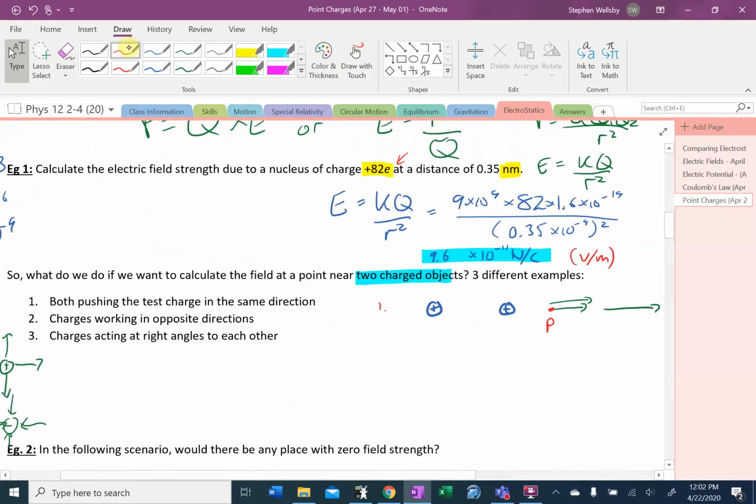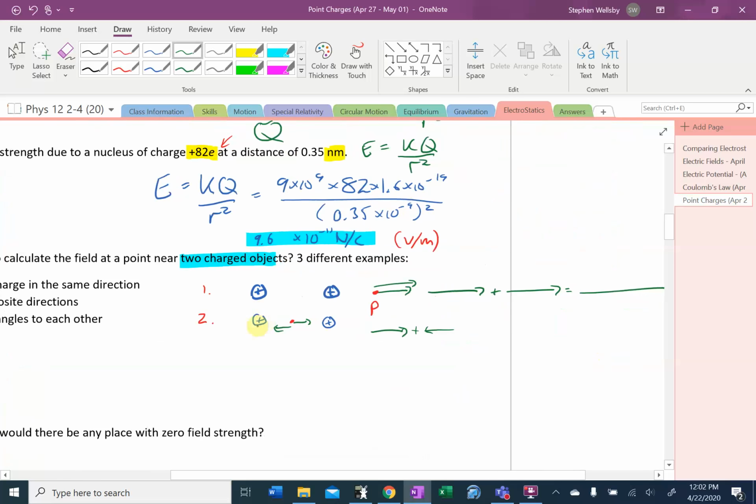What about if we look at example number 2 here, where we have 2 charges, but the fields are in the opposite direction? So if the point is right here, well then, from this charge on the left, the field's going to be to the right, and from the charge on the right, the field's going to be on the left. So if we're adding these 2 up, we're going to add this vector plus this vector. And in this case, I've drawn them to be the same distance, and we're assuming they're the same size, so this is going to be 0 field.